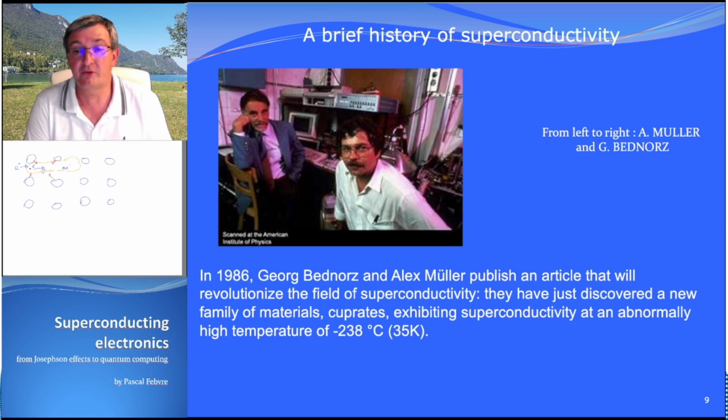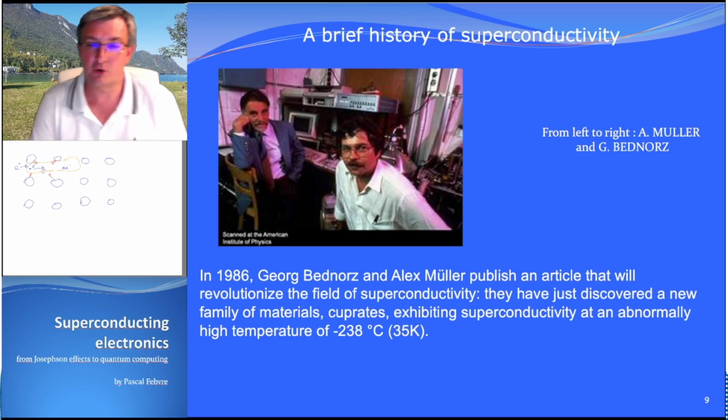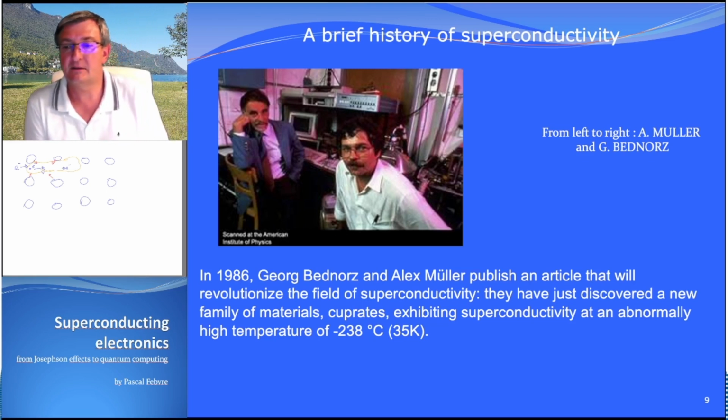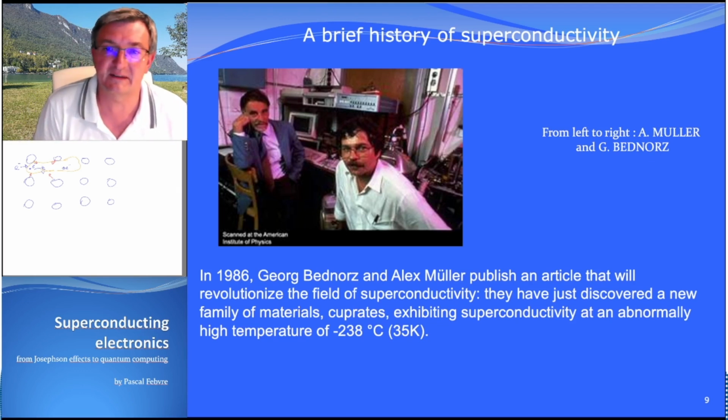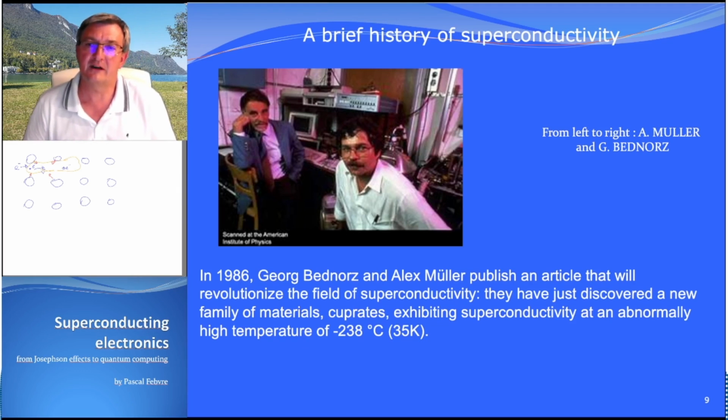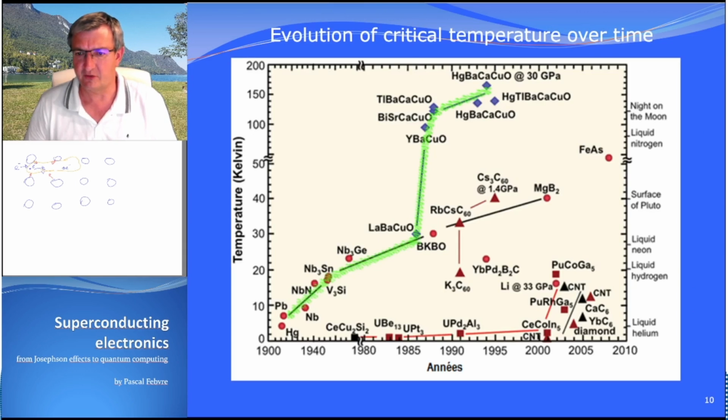They had discovered a new family of materials called cuprates, which are made of copper oxides, and their material exhibited superconductivity at an abnormally high temperature of 35 Kelvin. It was not a lot, but still it was a change compared to what was expected. Very soon after, a lot of teams tried to synthesize other kinds of cuprates, and there has been a jump in Tc, as you can see on this graph.